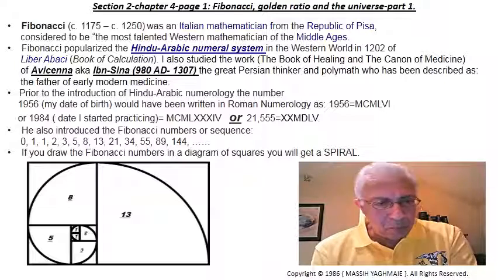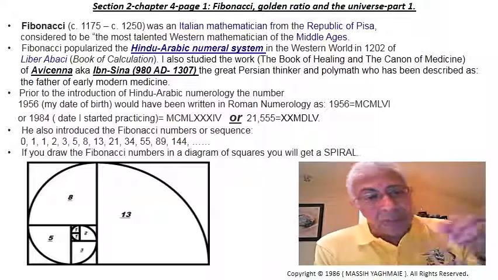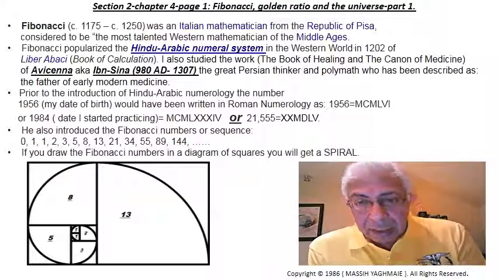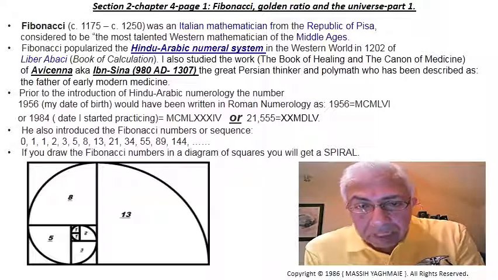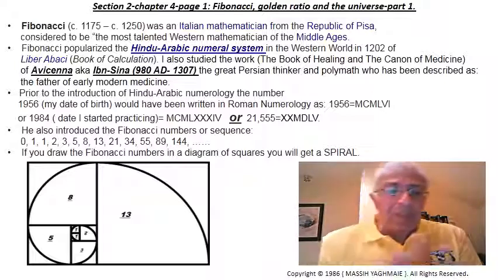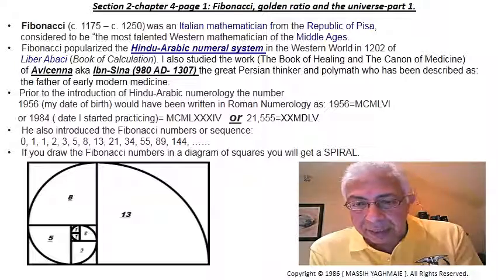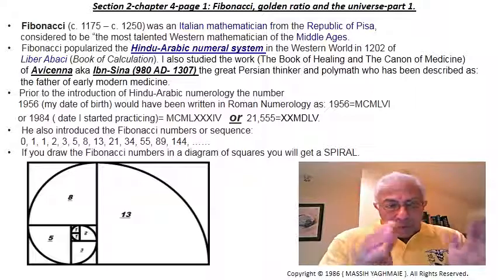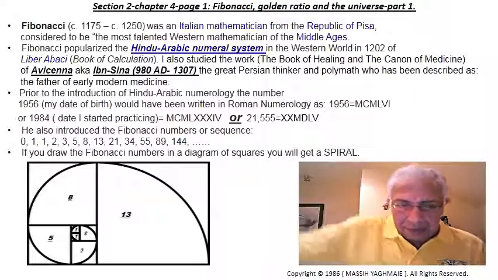MCMLVI. Or if you want to write 1984, which is the date that I started practicing, it will read as MCMLXXXIV. Or if you want to write a random number, 21,000, it will read as XXIMDLV. If you want to put a few numbers together, it becomes very complicated because it's all letters.